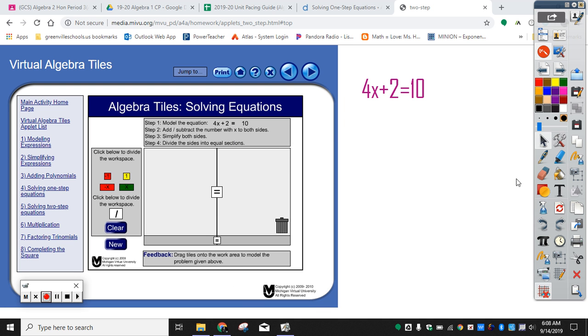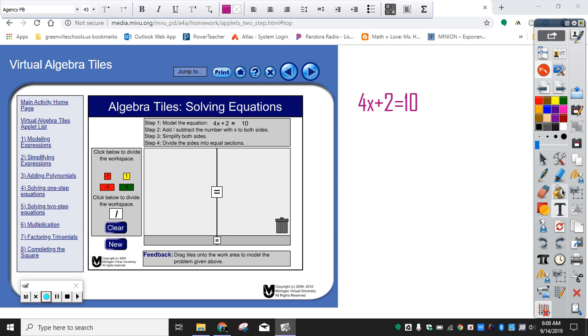Hello, this is Mrs. Taylor, and I would like to show you how to solve equations using algebra tiles. So if we have this equation here, 4x plus 2 equals 10, and we're asked to solve the equation.